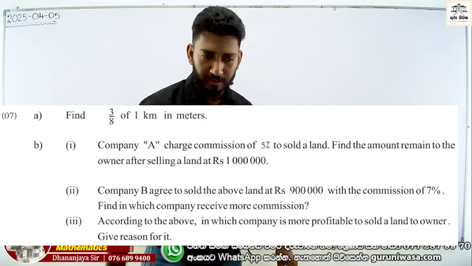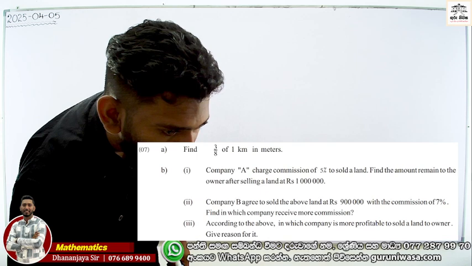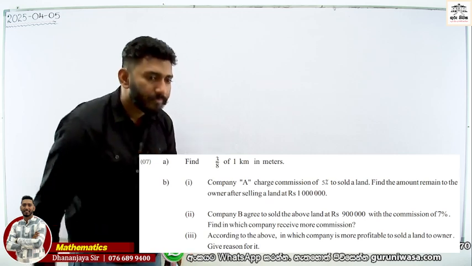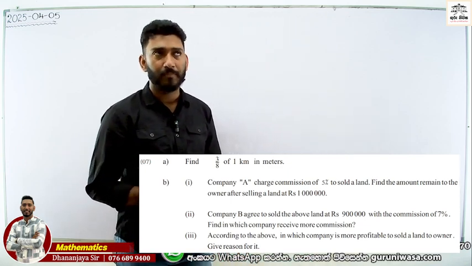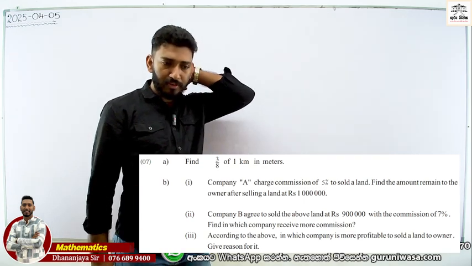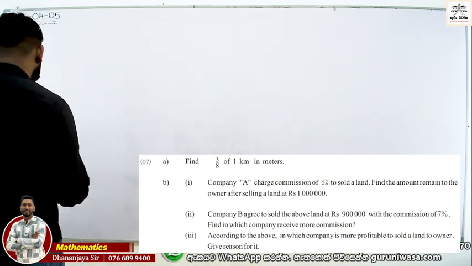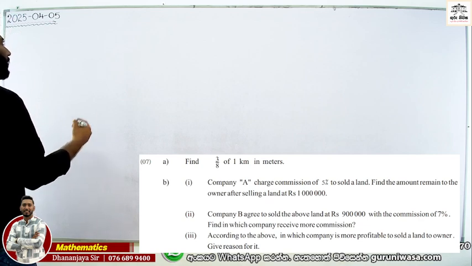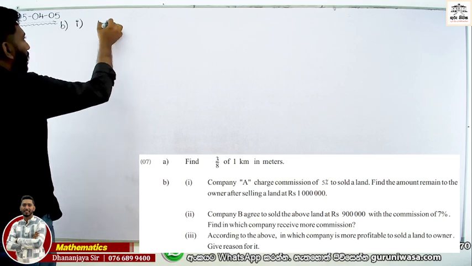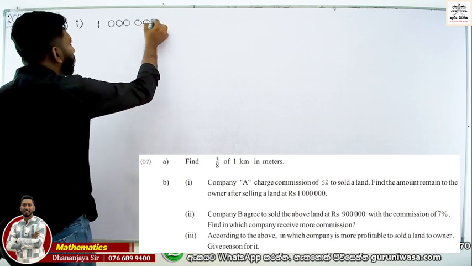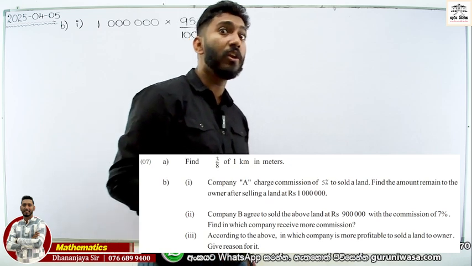Now I'm going to discuss the percentage part. Right? Company A charges a commission of 5% to sell a land. Company A, 5% commission, right? Find the amount remaining to the owner after selling the land for 1 million. Right? After selling the land. We can work out the remaining portion in part B, Roman number 1. 1 million, we have to multiply by 95%, because the 5% reduced is like a loss.